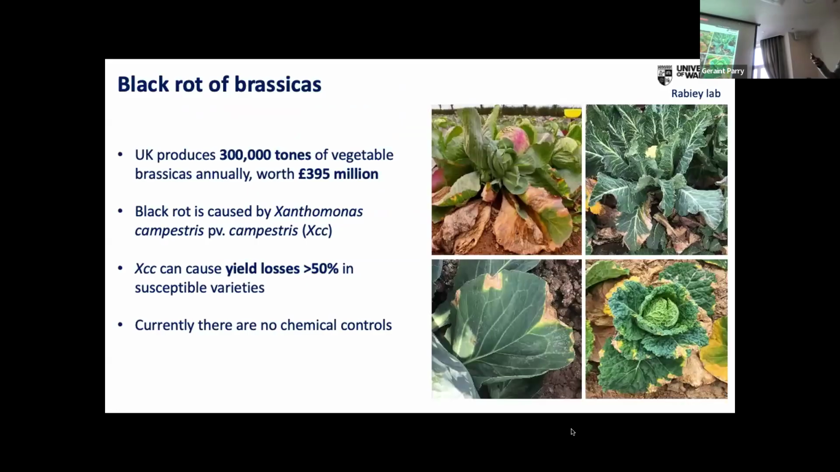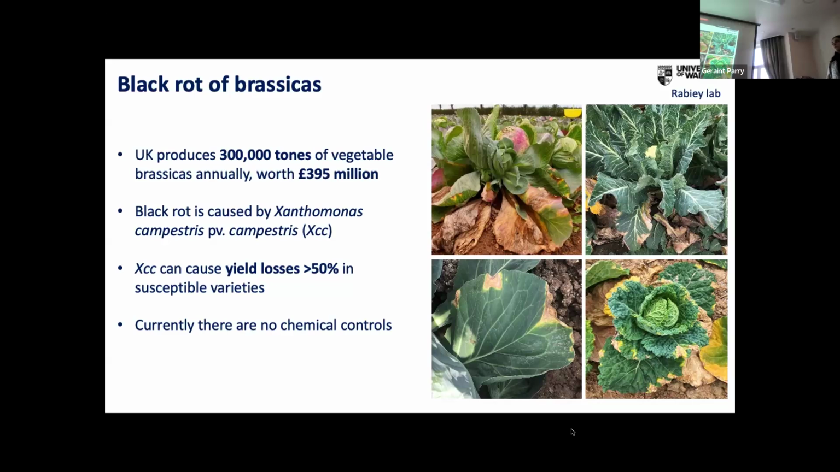So another system I just want to mention quickly that we work on is the black rot of Brassicas. The UK produces around 300,000 tons of them, worth around 400 million pounds. And you can see the symptoms on vegetable Brassicas. It's caused by Xanthomonas campestris, or XCC. You can see these V-shaped symptoms on the leaves.